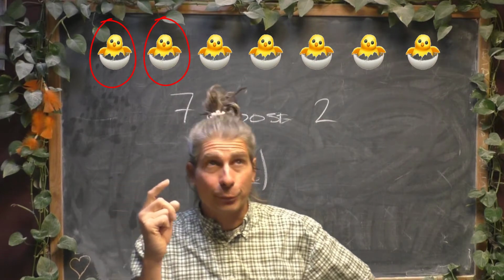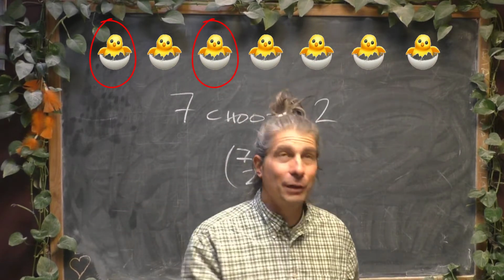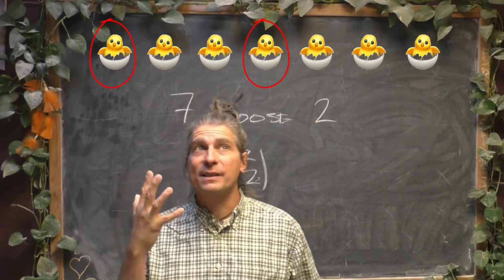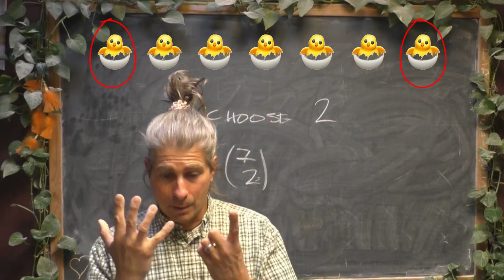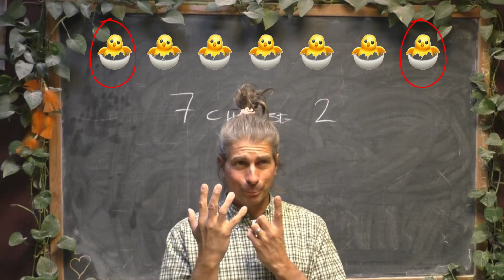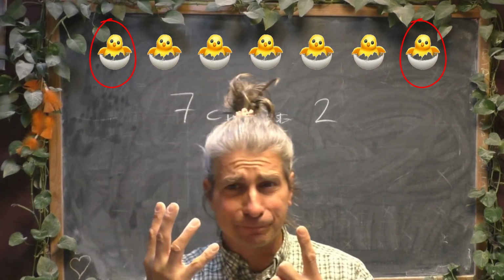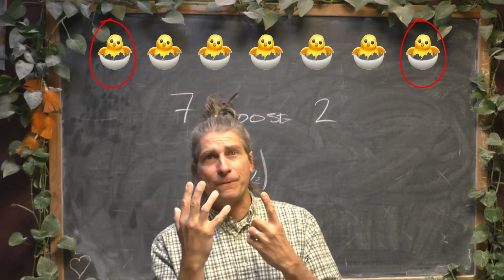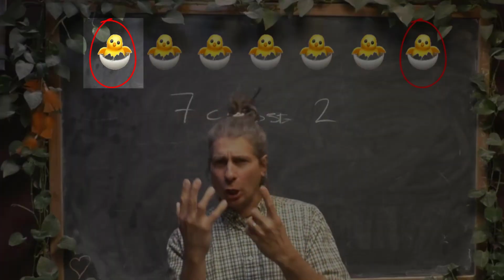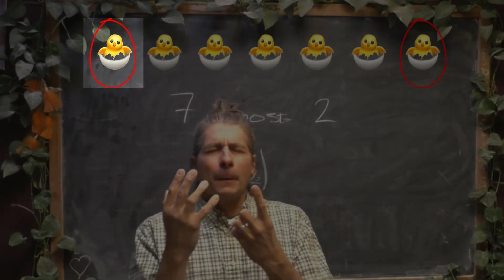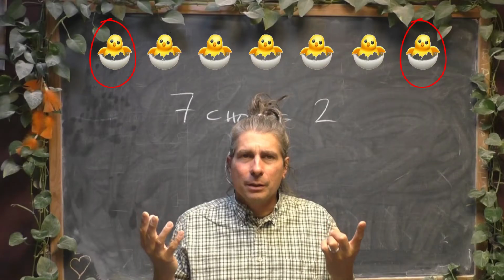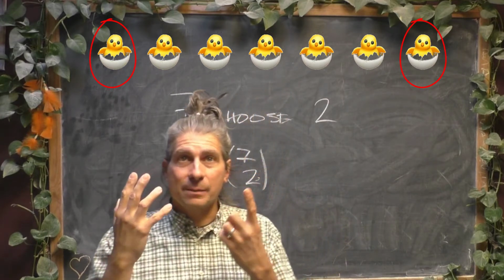Another way is 1 and 3, 1 and 4, 1 and 5, 1 and 6, or 1 and 7. So that's 6 ways right there. But in all 6 of those ways, I forced the first bird to be a girl. She doesn't have to be a girl. She might be a boy. So let's look at some other ways.